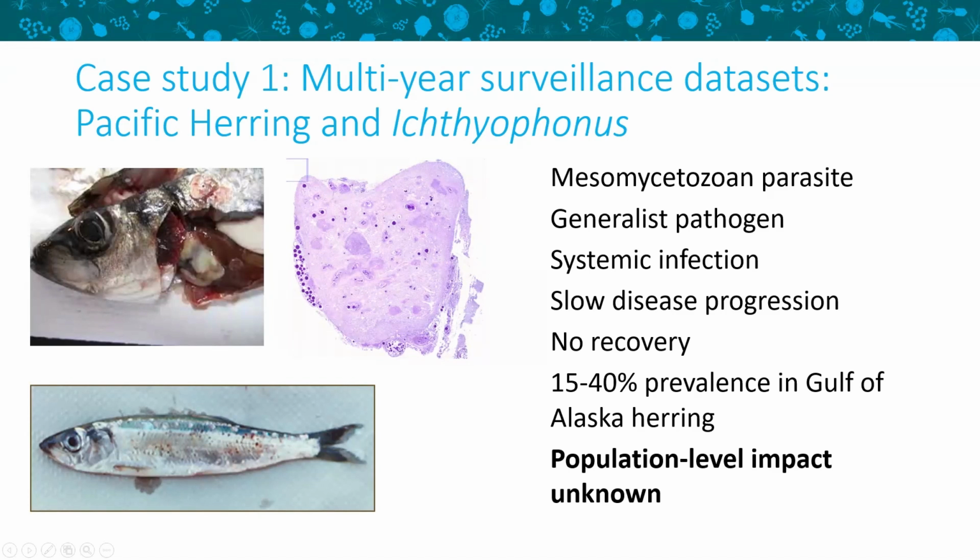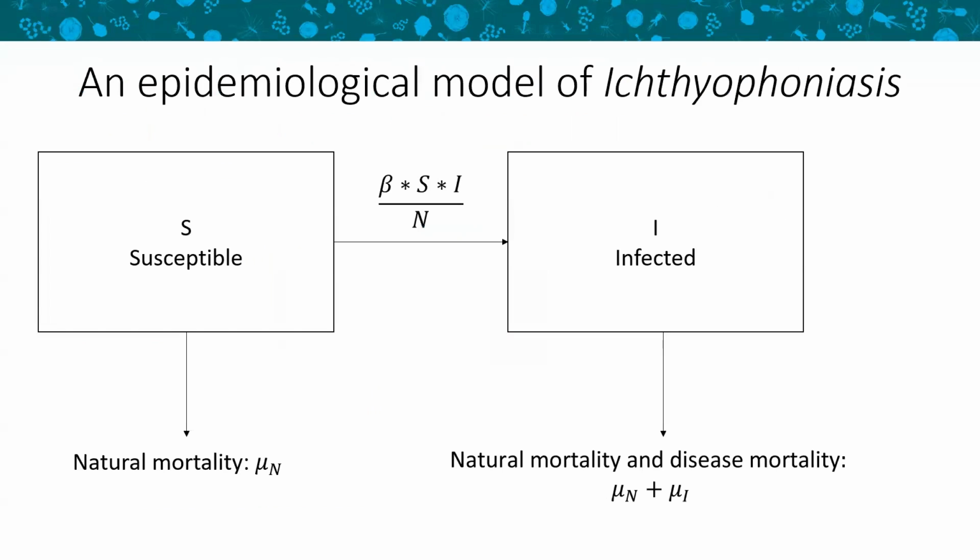Because of their role as forage fish and their important role in the food web, it's really important to understand how this disease is impacting populations. So if we want to make a very simple model of this disease, we would call it an SI model. So we have susceptible herring, and then they can become infected and they never recover. So they're either susceptible or infected, and once they're infected, they eventually die. So we have death due to natural mortality and then disease mortality, and a small equation that dictates the rate of transmission. It's a very, very simple disease model.